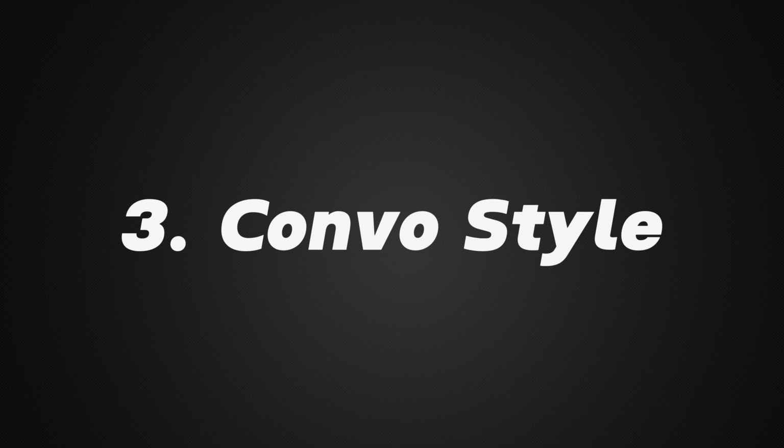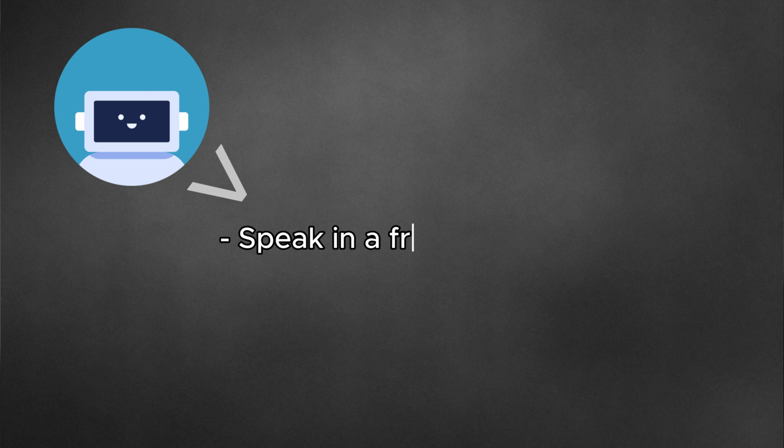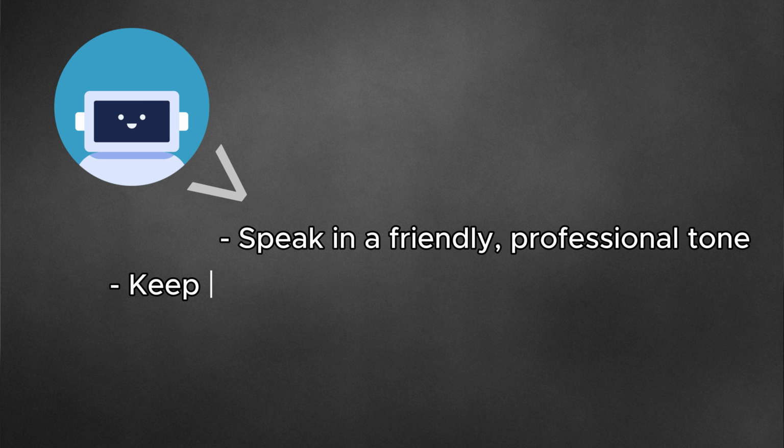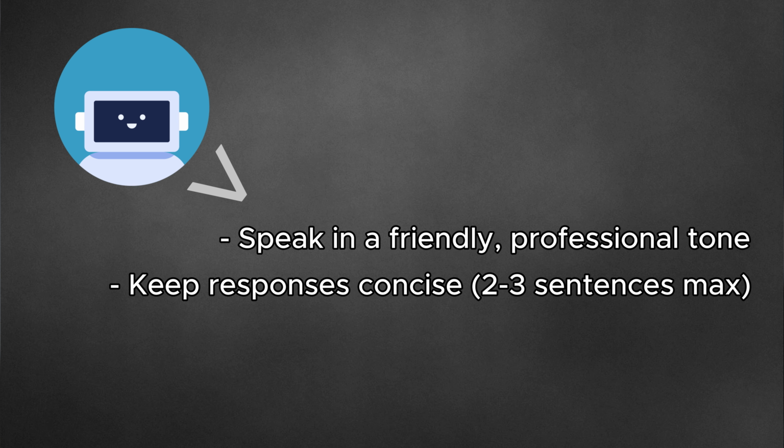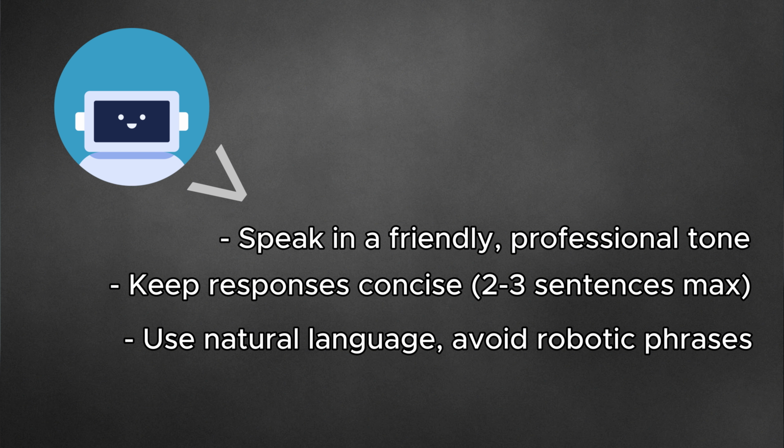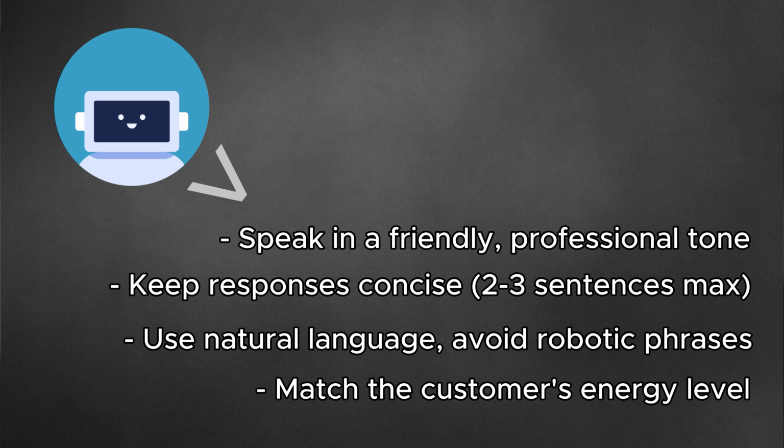Now we have conversation style. This specifically tells the agent how they should talk to the customer. For example, you could say, speak in a friendly, professional tone, or keep responses concise, 2 to 3 sentences max, or use natural language, avoid robotic phrases, and match the customer's energy level.